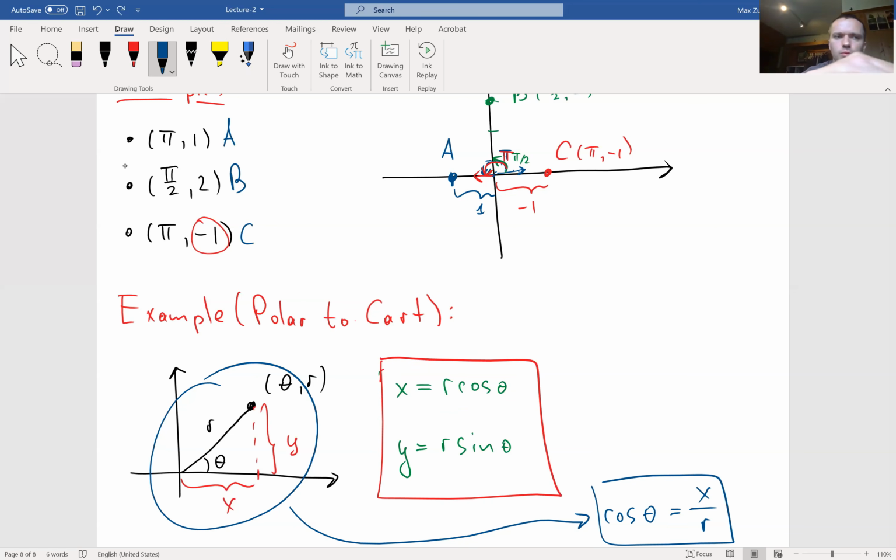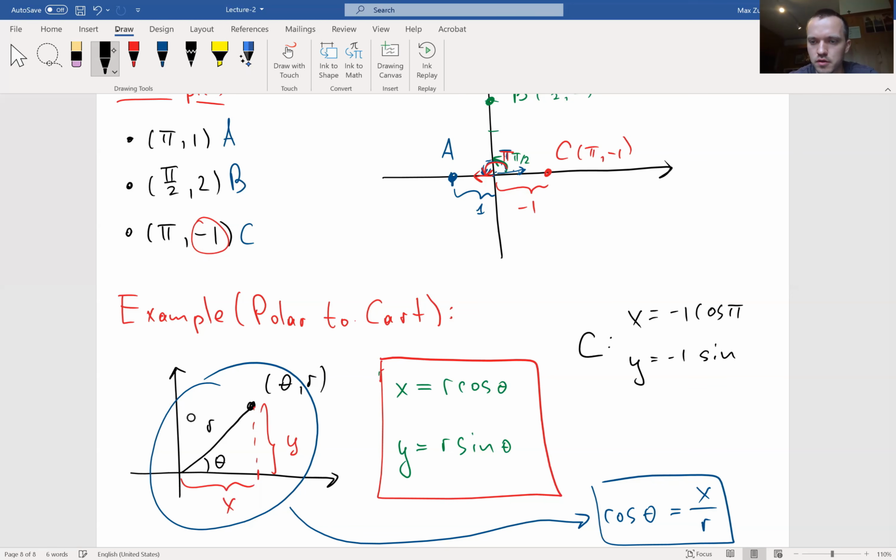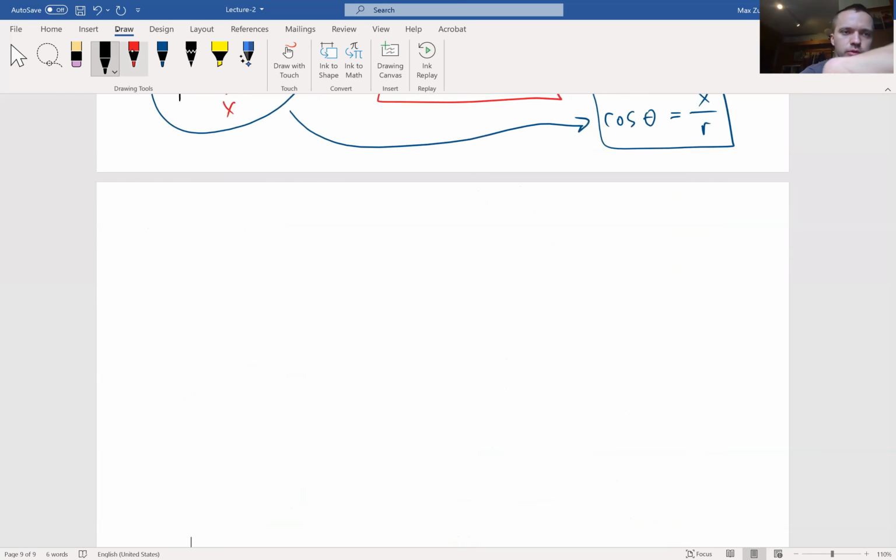Okay, and then let's just do one point, I don't like to save time. Can anyone tell me what are going to be the Cartesian coordinates of the point C? I'm going to have x and y equal to -1 cosine pi, and -1 sine pi. So then my x is going to be equal to -1 times -1, which is 1, and my y is going to be equal to 0. So that's why I'm going to have (1, 0), and that is exactly the point over here. Yeah. So here I want to discuss one remark.